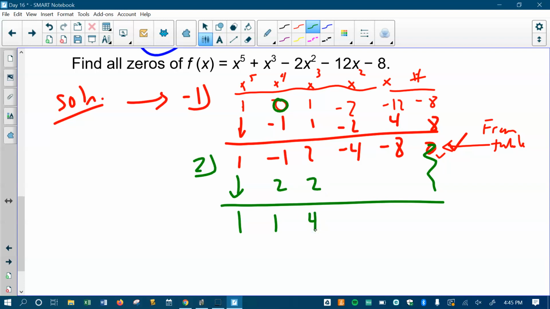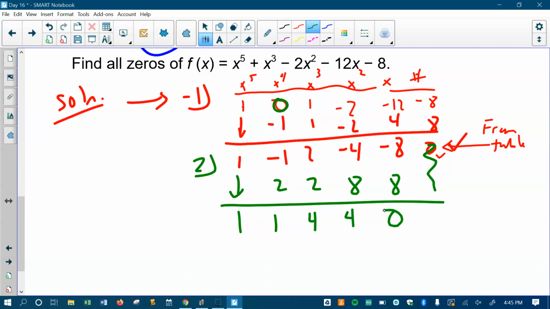The reason I talked it out this time is because we have some students in the class that are still not certain of how to do synthetic division. So please make sure you know how to do this part. Okay, and I got 0.